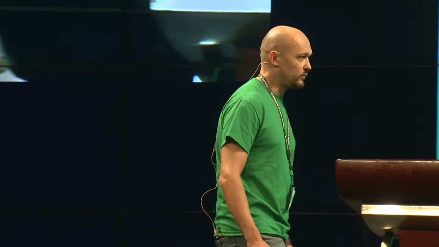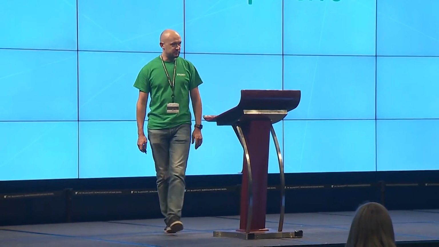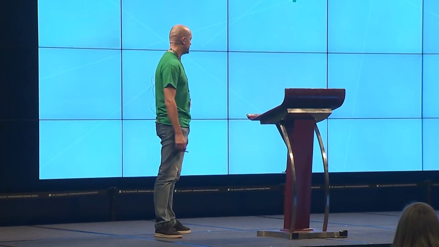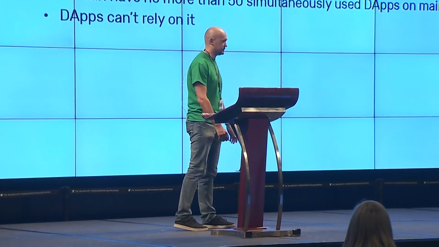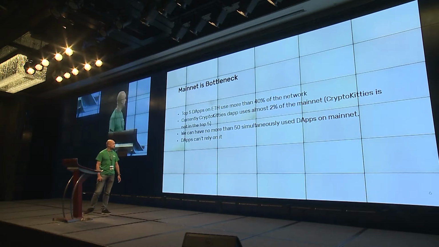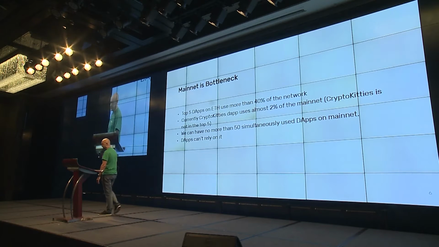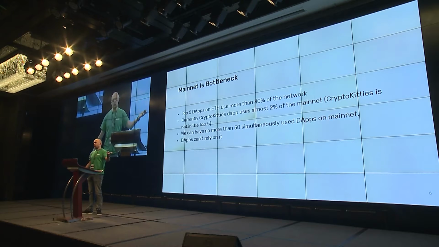So first question, why do we need sidechains? Why are so many people talking about this? Because mainnet is slow and it's also expensive to execute, which is kind of the same thing, right? I just looked at ETH yesterday, I think, and the top 5 apps on ETH are using 40% of the network. CryptoKitties, I think the only application that makes sense on ETH, uses 2% of the mainnet. So you can run like 50 CryptoKitties, 50 apps.